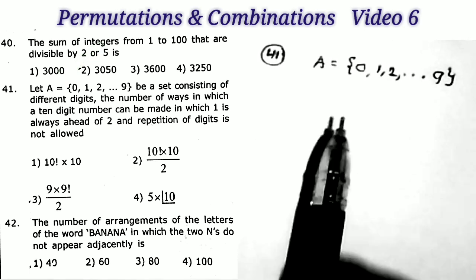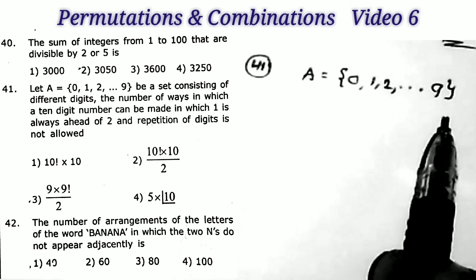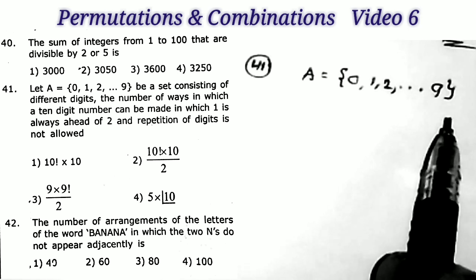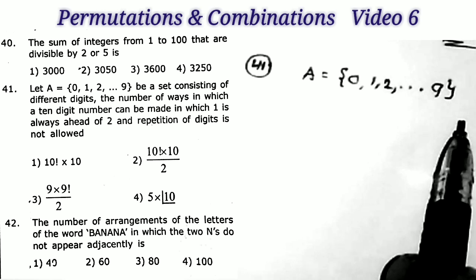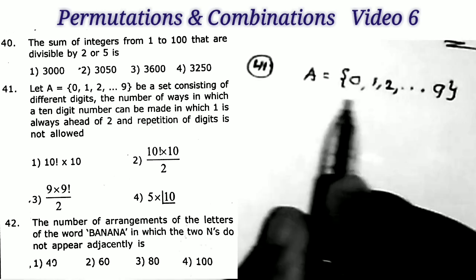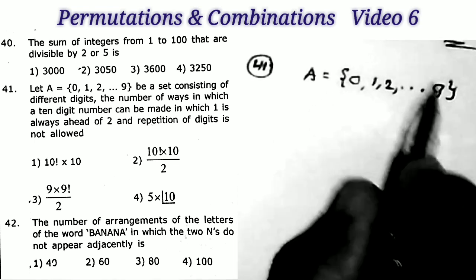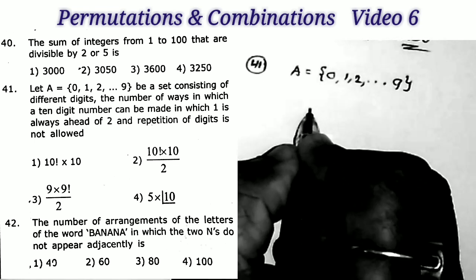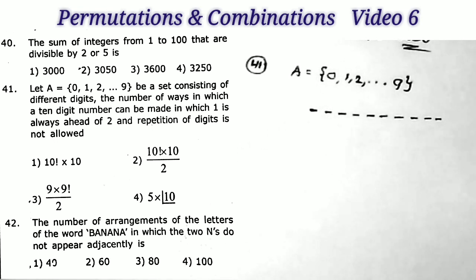Let A equal 0, 1, 2 and so on be a set consisting of different digits, and find the number of ways in which a 10-digit number can be made in which 1 is always ahead of 2 and repetition of digits is not allowed. Okay, listen. Here we have one set: A is equal to 0, 1, 2, 3, 4, 5, 6, 7, 8, 9. So 10 digits are there. We have to form the 10-digit numbers. What is the condition? In which 1 is always ahead of 2.